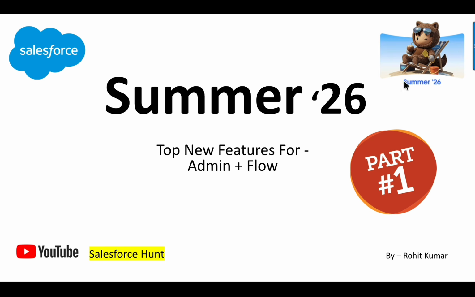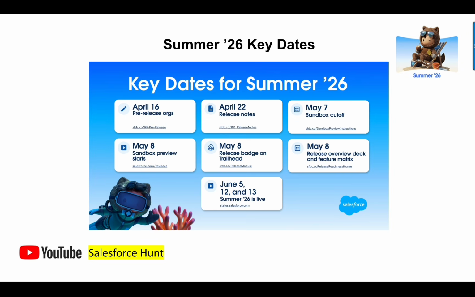This is the Summer 26 logo, so you can easily identify it. This is the Summer 26 key dates, so you can learn from here as well. April 16 you will see the pre-release org, April 22 release notes, May 7 sandbox cutoff, May 8 sandbox preview starts, release badges on Trailhead, May 8 release overview deck and the feature metrics, and June 5, 12 and 13 Summer 26 will be live. These are the key dates you can keep in mind and learn new features based on availability.